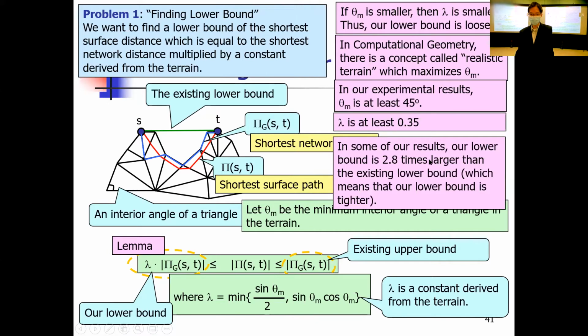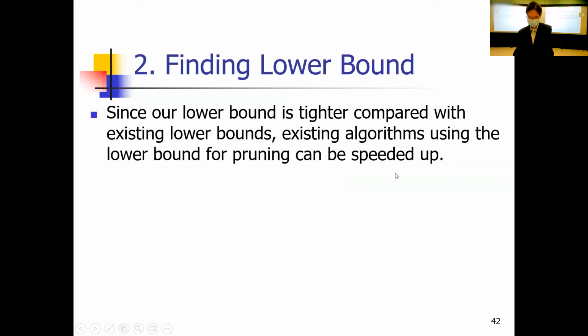So in our experimental result, our lower bound is 2.3 times larger than the existing lower bound, which means our lower bound is much tighter and more helpful. Since our lower bound is tighter, an existing algorithm using our lower bound for pruning can be sped up effectively.